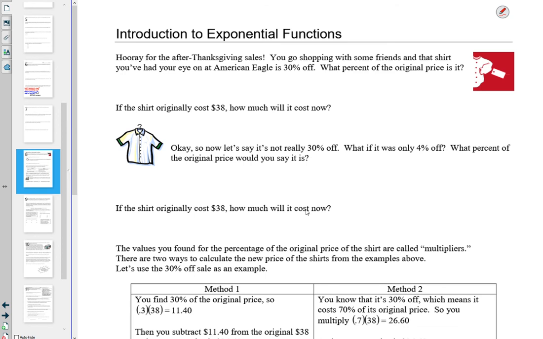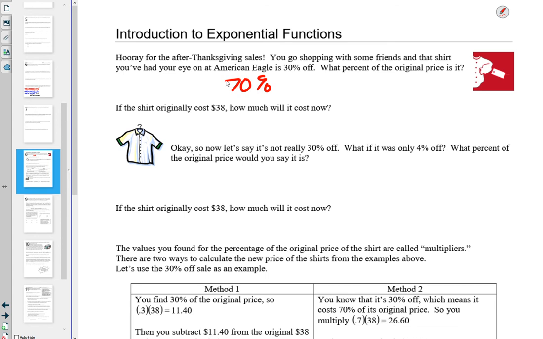What percent of the original price is going to end up being 70%? Did you already try this page? I know you're always ahead. Was it any good? Or was it kind of confusing? It was okay? All right.